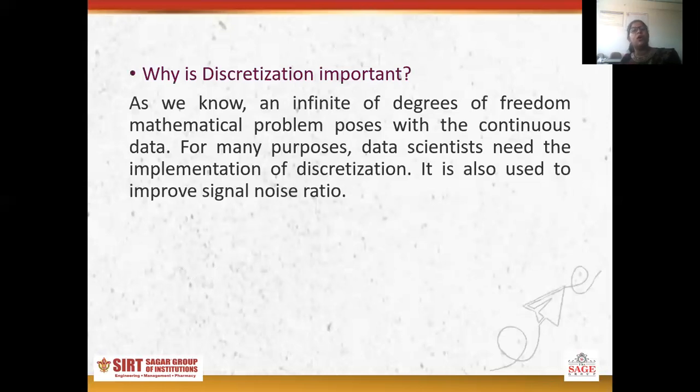Now coming towards why this discretization is important. Have you thought about that? As we know, with infinite degrees of freedom, mathematical problems arise with continuous data. So for many purposes, data scientists need to implement this discretization. It is also used to improve the signal-to-noise ratio. Many times the data are continuous values in a continuous signal flow. In that case, discretization is required, and ultimately this discretization is used.